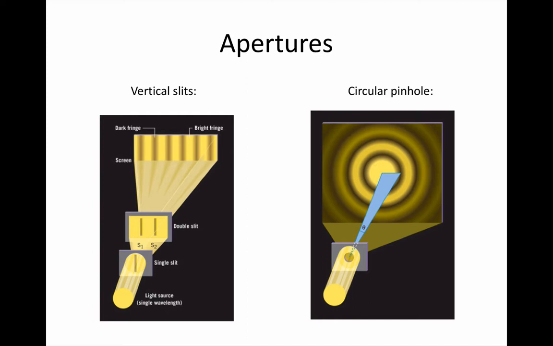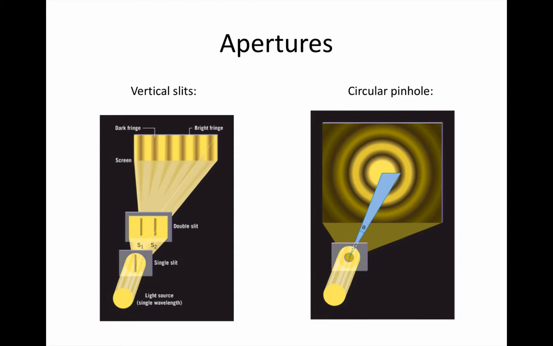Now, the light won't be diffracted in the vertical direction because it's not being constricted in that direction, but because the sides of the slit are close together, the light will diffract around the edges and spread out to make that horizontal row of fringes that you see.